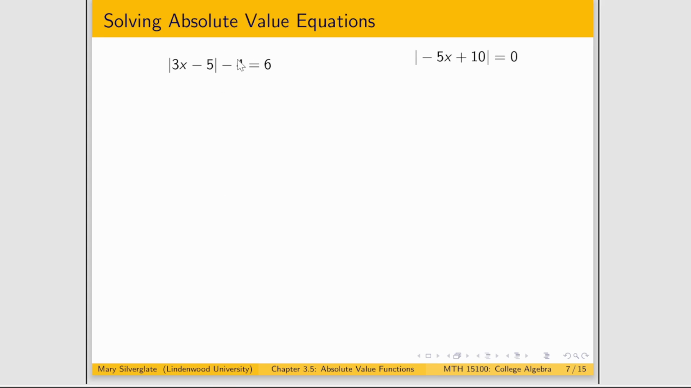This is an example where we have to do a little bit of work before we set up our two equations, because the absolute value symbol is not by itself yet. So first we have to undo this subtracting 4 on the outside by adding 4 to both sides.